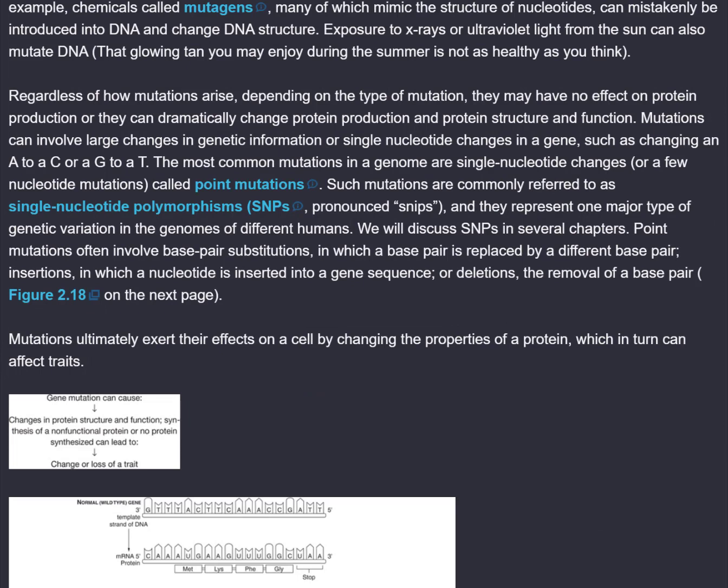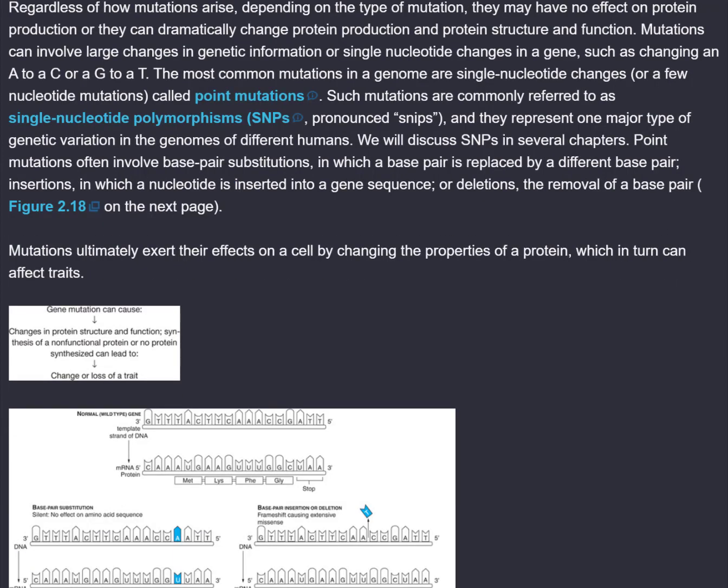Example: chemicals called mutagens, many of which mimic the structure of nucleotides, can mistakenly be introduced into DNA and change DNA structure. Exposure to X-rays or ultraviolet light from the sun can also mutate DNA. That glowing tan you may enjoy during the summer is not as healthy as you think. Regardless of how mutations arise, depending on the type of mutation, they may have no effect on protein production or they can dramatically change protein production and protein structure and function.